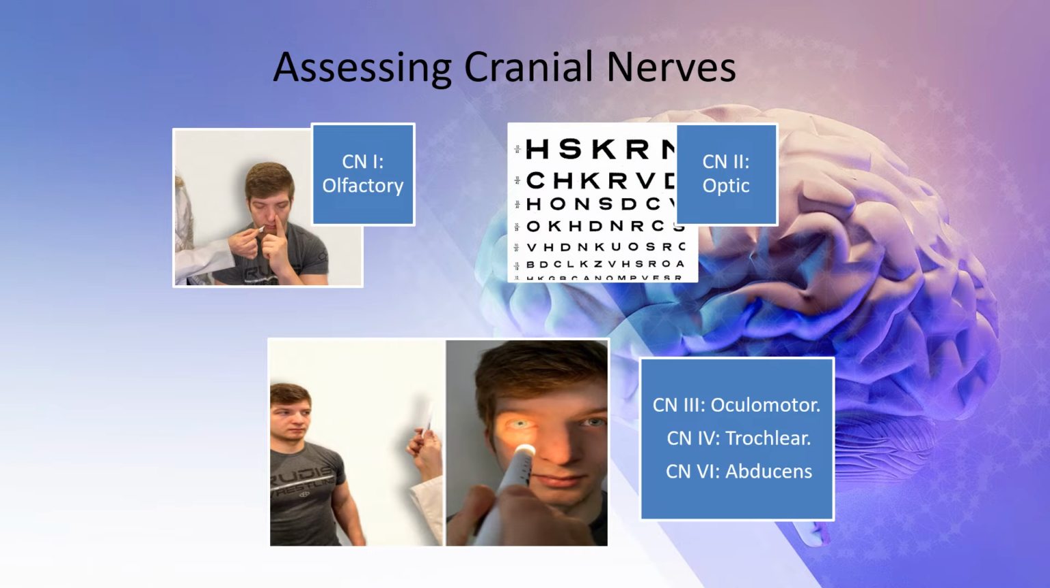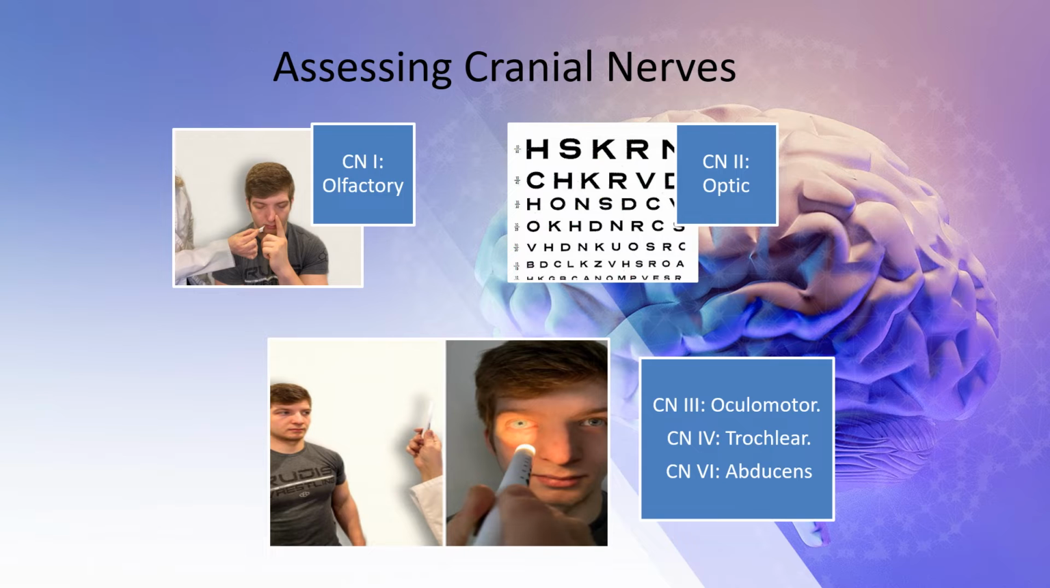Cranial nerve 2 is your optic nerve. That's because you have two eyes. So that's going to test your sight, and that's where you read that Snellen chart. And we've all gone through that before. So that's how you'll test their optic nerve.